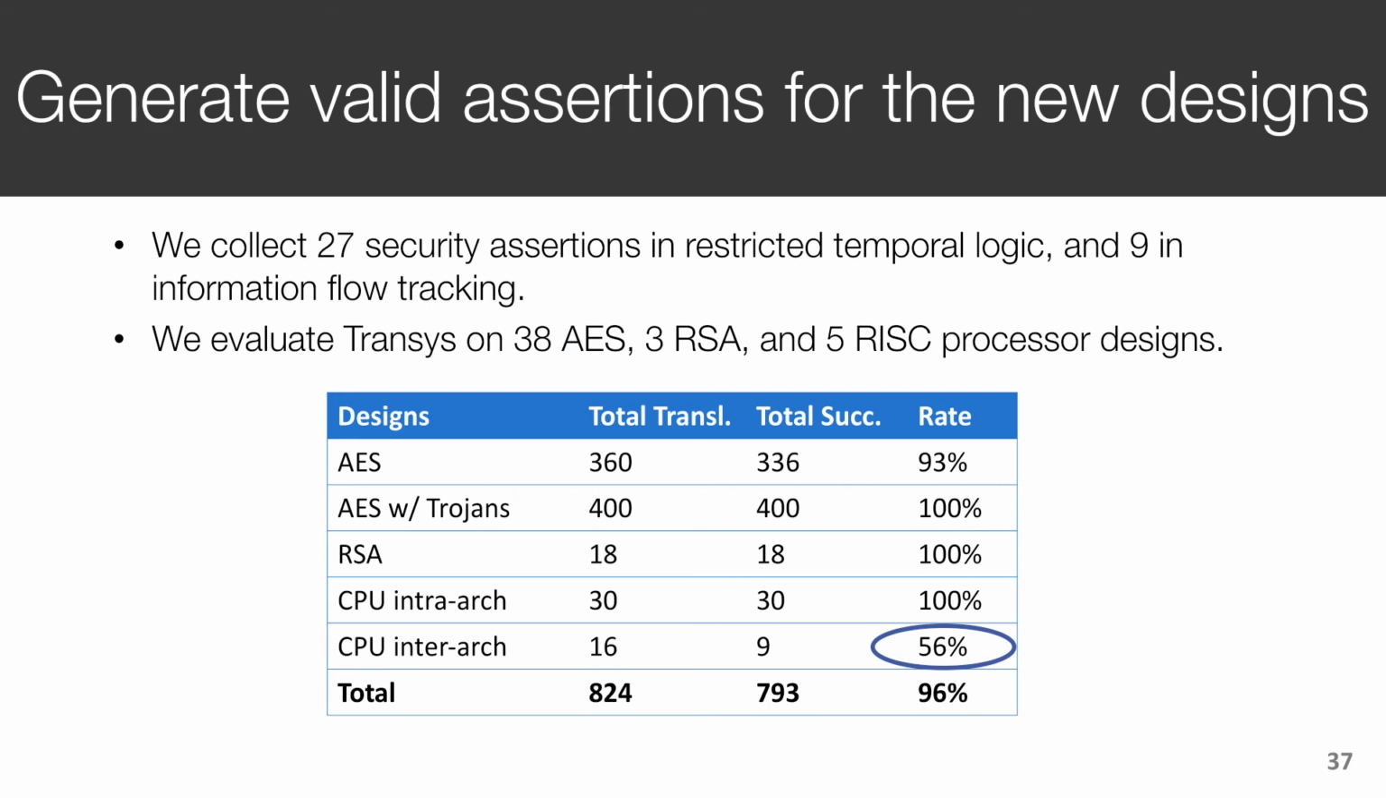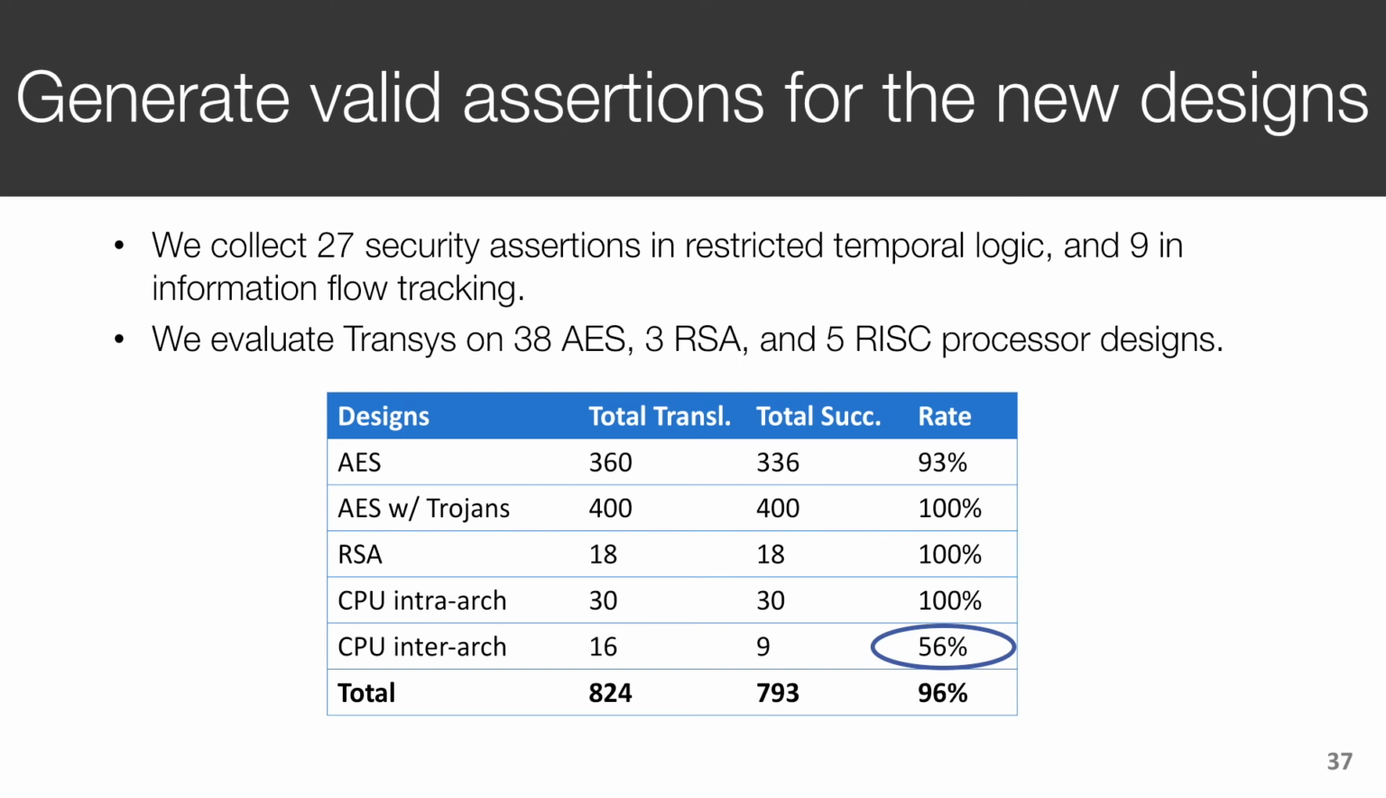For evaluation, we collected 27 security properties in restricted temporal logic and 9 in information flow checking. We evaluate on 38 AES, 3 ISA, and 5 RISC processor designs. The overall translation rate is 96%, and the translation rate here means we successfully generate valid assertions in the second design.